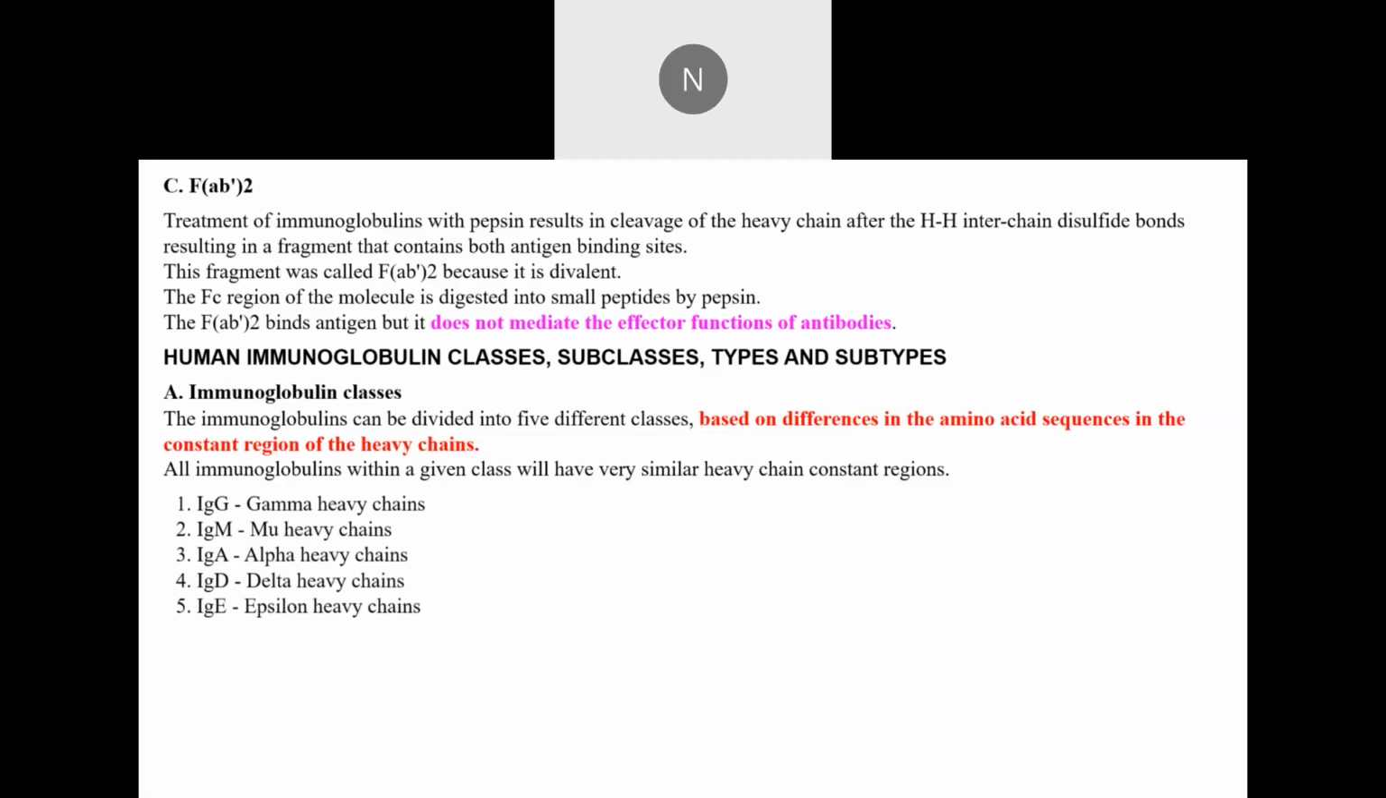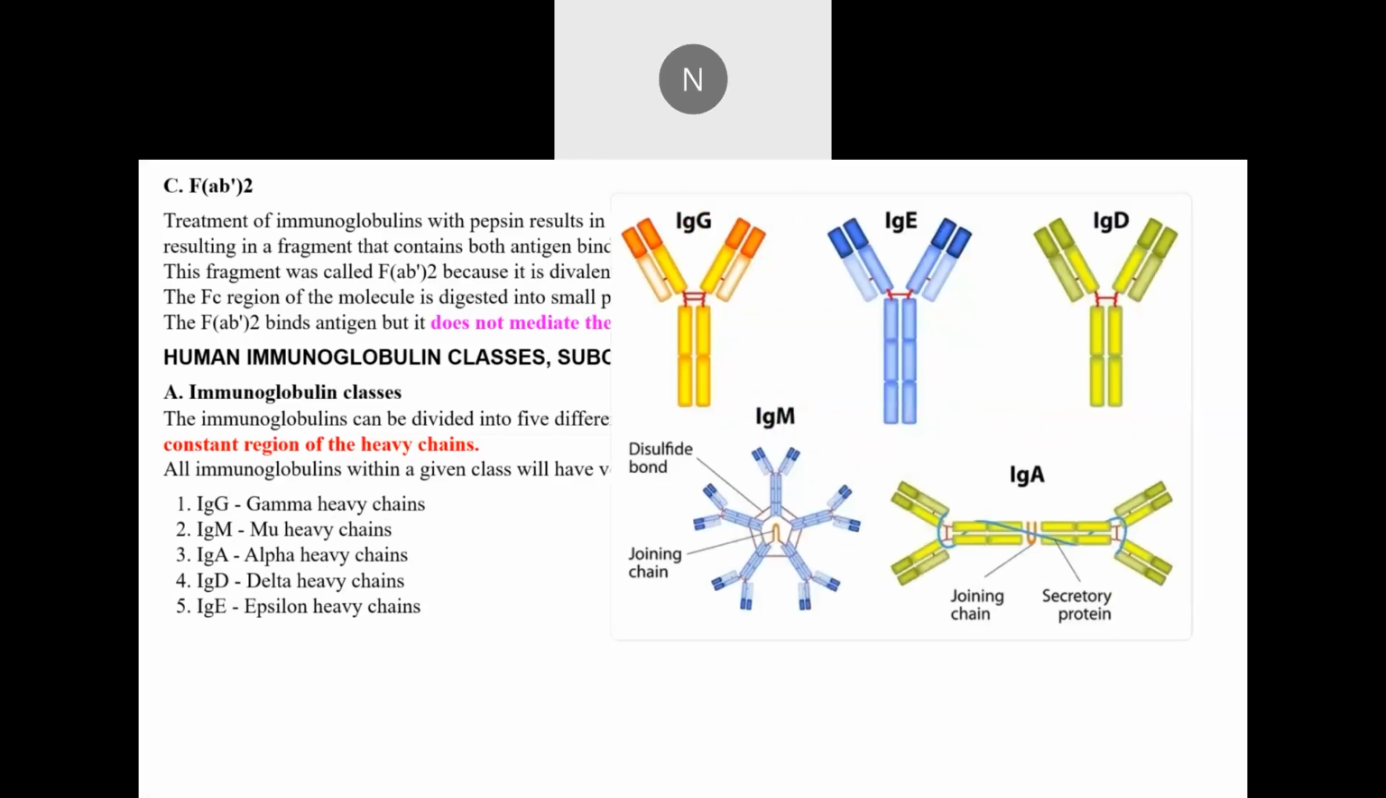So they are divided into gamma heavy chains, mu heavy chains, alpha heavy chains, delta heavy chains, and epsilon. Easy to remember, all the amino acid sequences are based on the heavy chains only, not on the light chains. Of course, there is a classification based on light chain also, which I am going to show a little later. So this is how you classify. This is the heavy chain portion, and that gives the characteristic for IgA, IgE, IgD, IgM, and all these various classes.